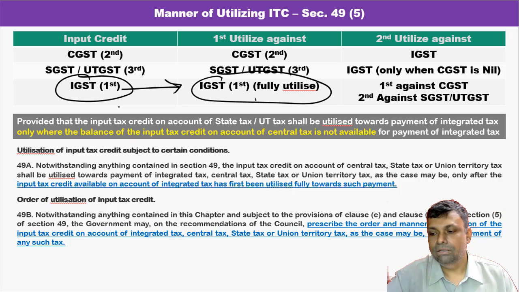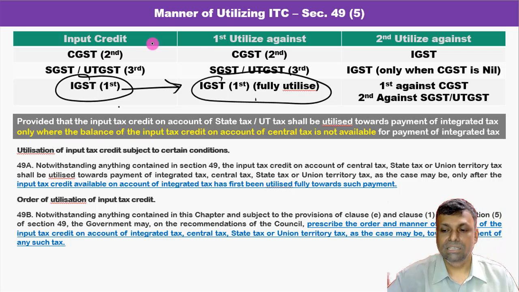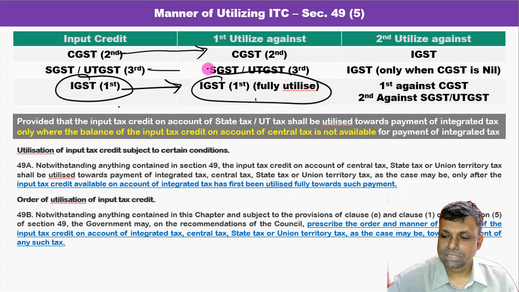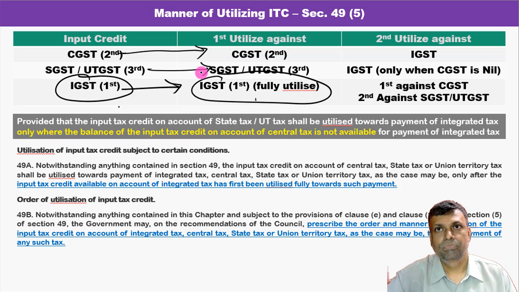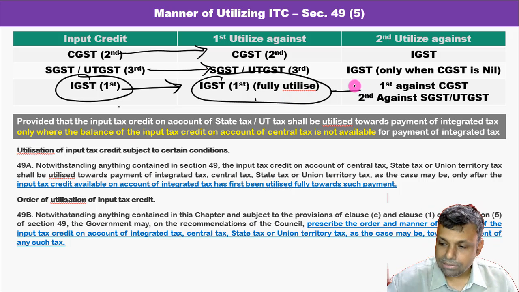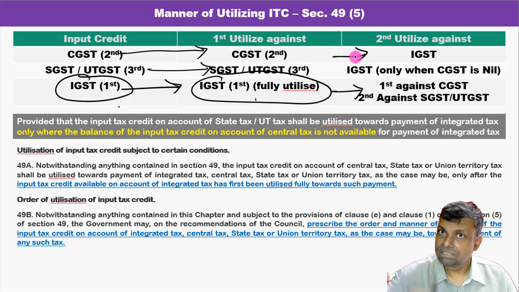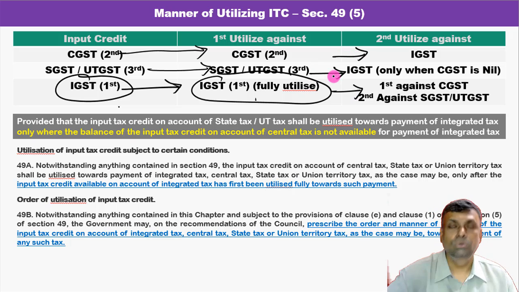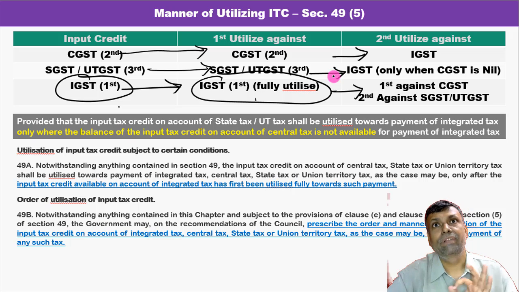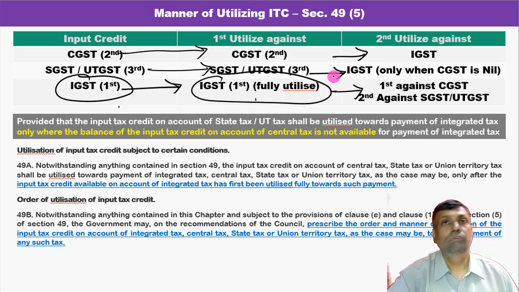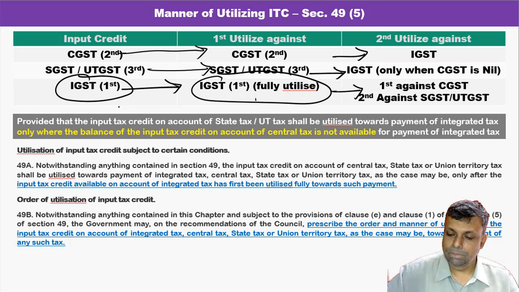Okay. So I'm just telling you that this is your first, IGST against IGST. Then you have to do this. This is your second. Then you have to do this. This is your third. Okay. Once you are done with this, if there is still unutilized balance, then go to this. That is the second utilization. In that also there is a priority that first do only IGST, then CGST, and only last you have to do SGST. And this preference you have to strictly follow for the purpose of manner of utilization of the input tax credit.